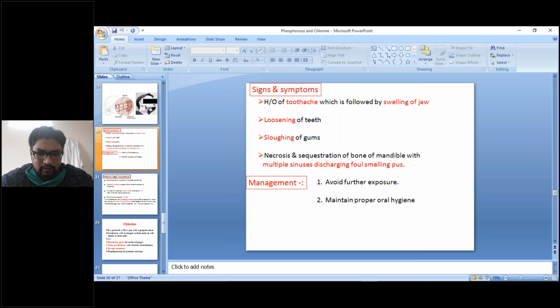And then the management is to remove the patient from the site of exposure and then give proper oral hygiene. Normally it will get relieved by itself. If it is not relieving, then you have to take into the bone part, where some minor surgeries or scrapings can be done. But most of the time, if you remove the exposure, then the sequestration will stop, periosteitis will stop, and then osteomyelitis will stop. And then maintaining proper oral hygiene and dental hygiene is very important.